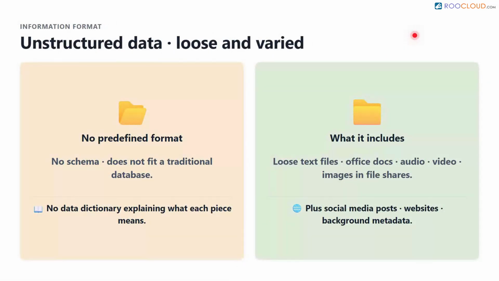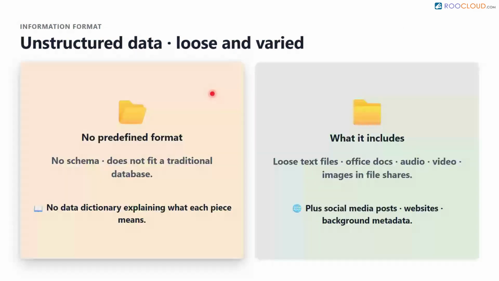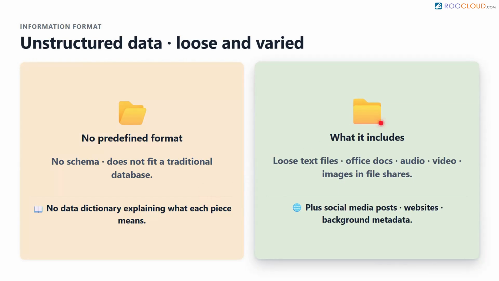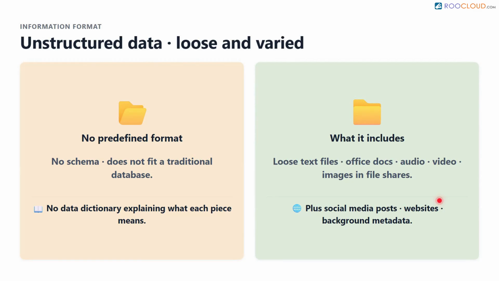Now let us examine how this information is formatted, looking at both unstructured and structured data. Unstructured data lacks a predefined format or schema. It does not fit neatly into a traditional database and usually does not have a data dictionary explaining what it means. This category includes loose text files, office documents, audio recordings, video clips, and images sitting in file shared directories. It also includes external sources like social media posts, websites, and background metadata.